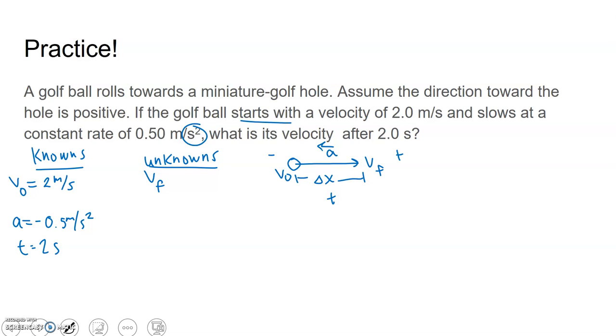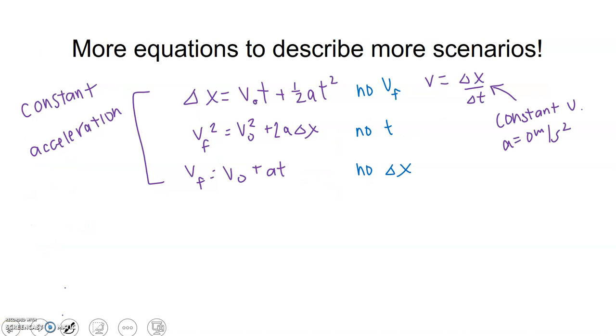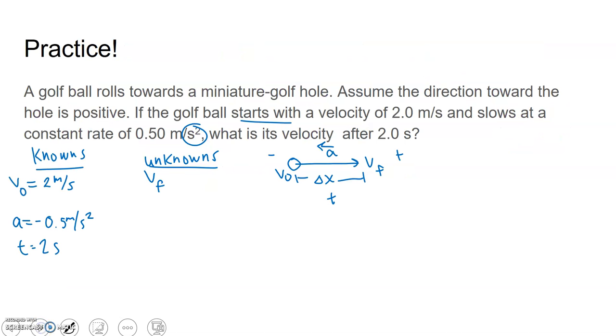Next, we choose our equation. Starting with our base equations, we are looking for final velocity. And please notice that displacement is not a part of our problem. We don't know it and we're not looking for it. So looking for the final velocity, knowing the initial velocity, the acceleration, and time, we can use the third equation.